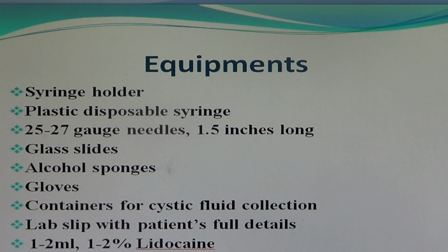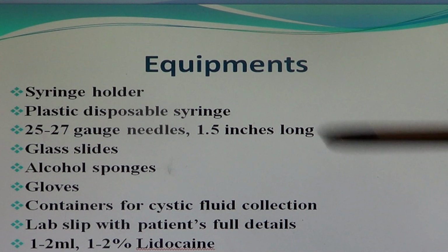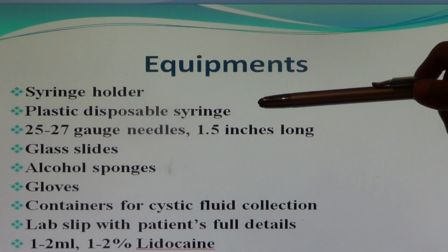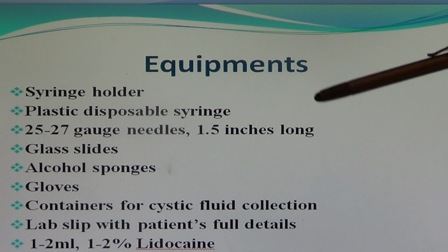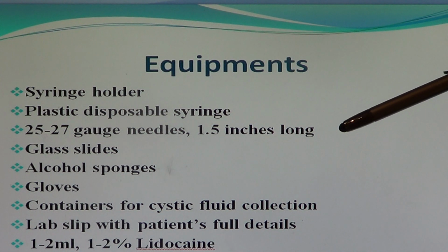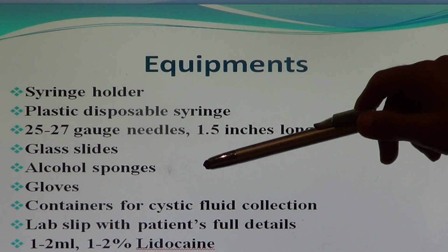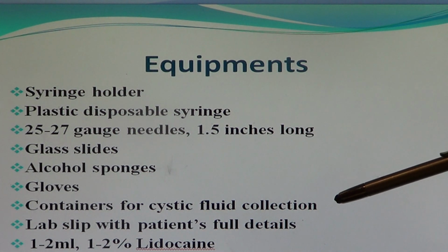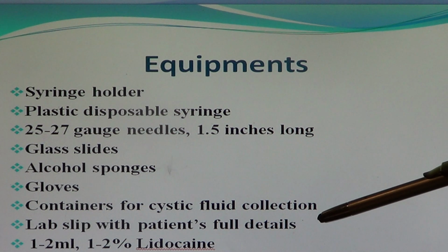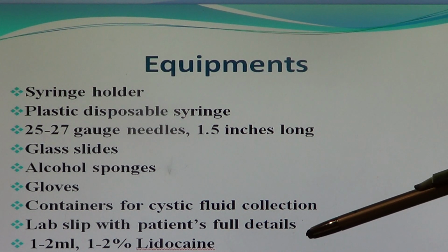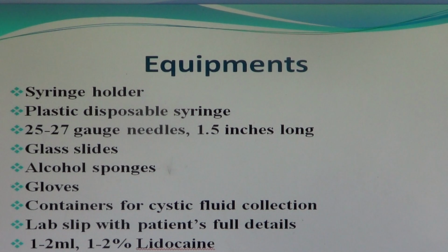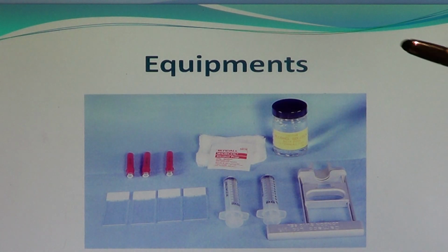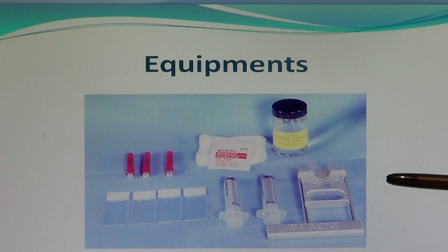This procedure requires some equipment which is as follows: syringe holder, plastic disposable syringe, 25 to 27 gauge needles 1.5 inches long, glass slides, alcohol sponges, gloves, containers for cystic fluid collection, laboratory slip with the patient's full details, and 1 to 2 ml of 1 to 2% lidocaine local anesthetic. Now you can see the pictures of all the equipment which I have just named.